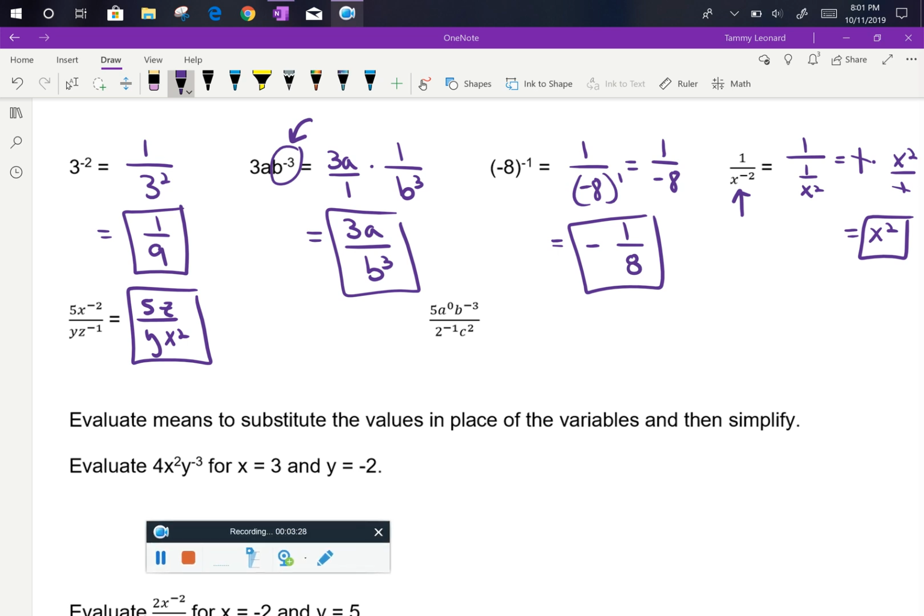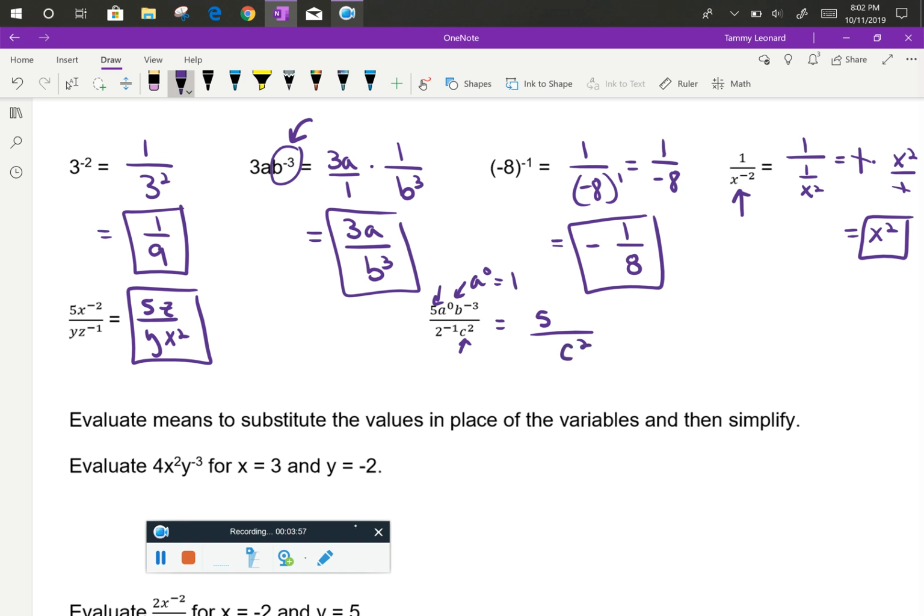In the next problem, we have a combination of rules. First of all, the 5 and the c squared don't have any negative exponents, so they're not going to go anywhere. Secondly, that a to the 0 we know to be equal to 1. And since 5 times 1 is just 5, it basically disappears. So in the numerator, we have a 5, and in the denominator, we have a c squared.